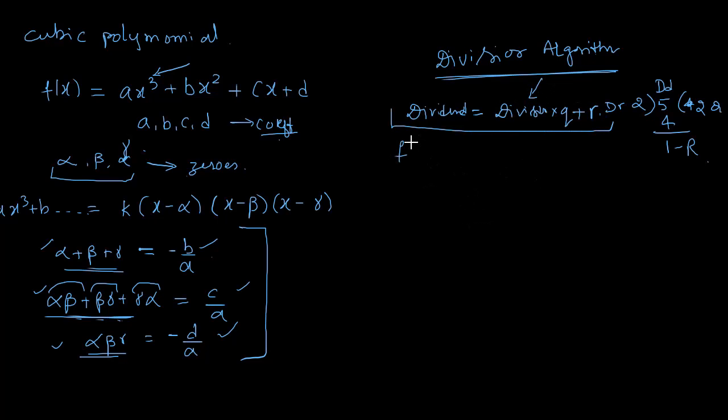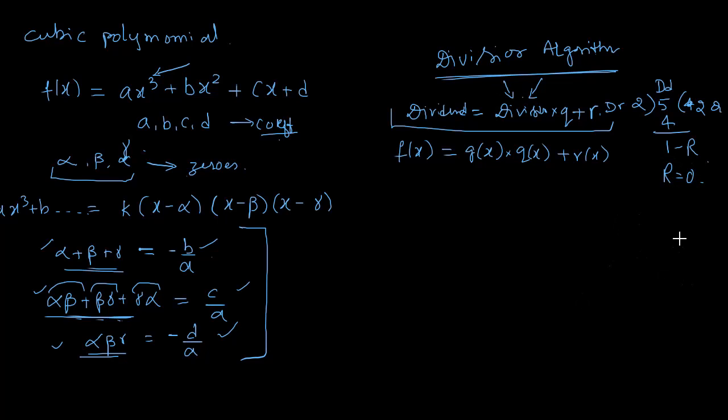If I take f of x as my polynomial, g of x as my divisor, q of x as the quotient, and r of x as my remainder. The remainder can be a polynomial depending on your divisor, or even a constant, or otherwise the remainder is 0. So if the remainder is 0, the given divisor is a factor.